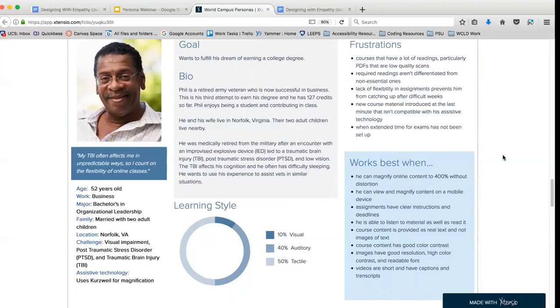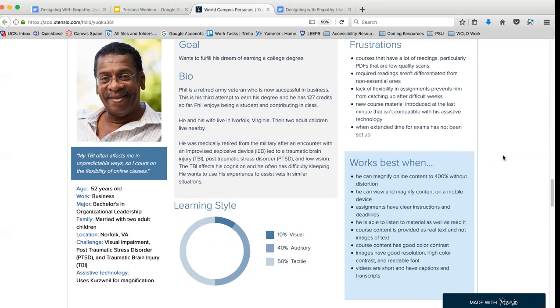So the way the TBI affects him, it affects his short-term memory. So he appreciates being able to use transcripts for note-taking. And he also uses Kurzweil to help with reading and mental focus. And Kurzweil also includes a magnification feature. And because of his low vision, he uses magnification, and he likes to view images on his iPad because he can pinch and zoom. So he likes things that are designed to work well on mobile devices.